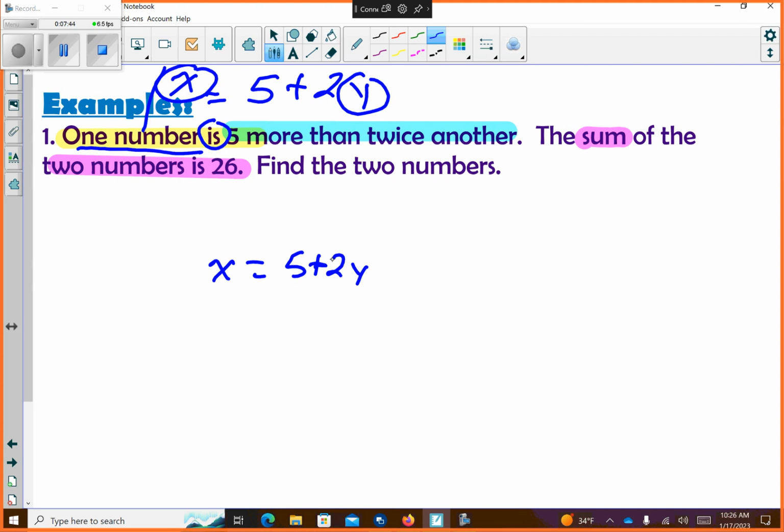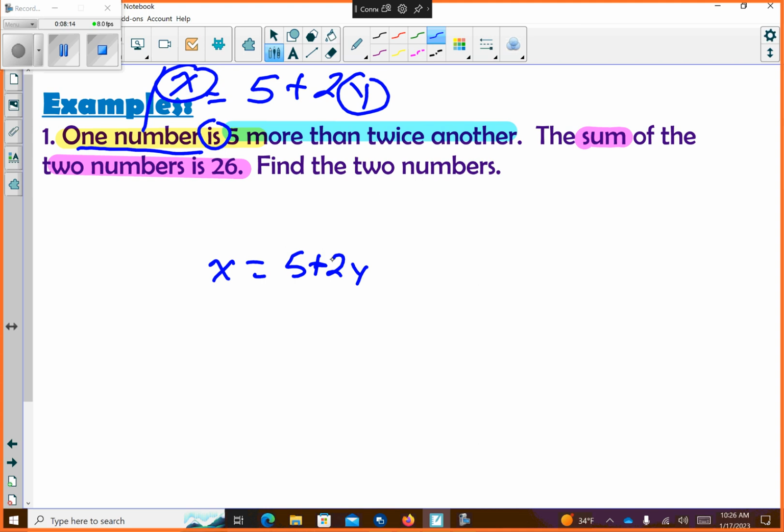Okay? So let's think about this before we go further. One number is equal. We satisfied it? And then 5 more than twice another, so 5 added to twice another, another being y. So we have x and y as our two variables. It doesn't matter what letters you use. We often use x and y because that's just the easiest two.